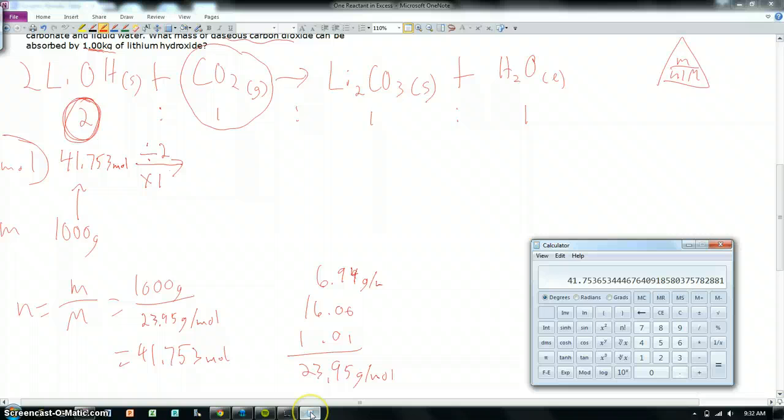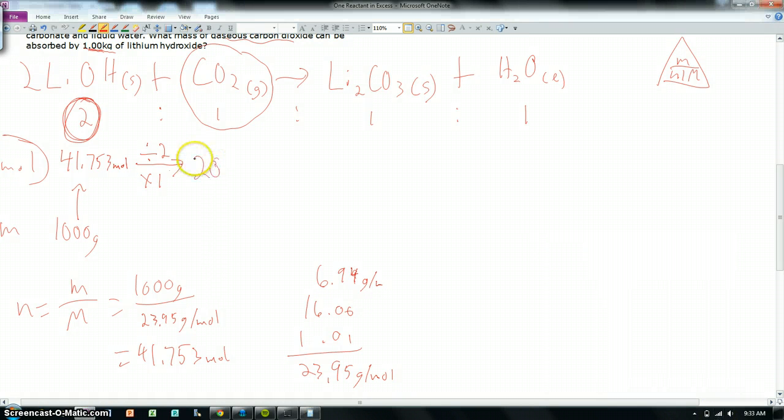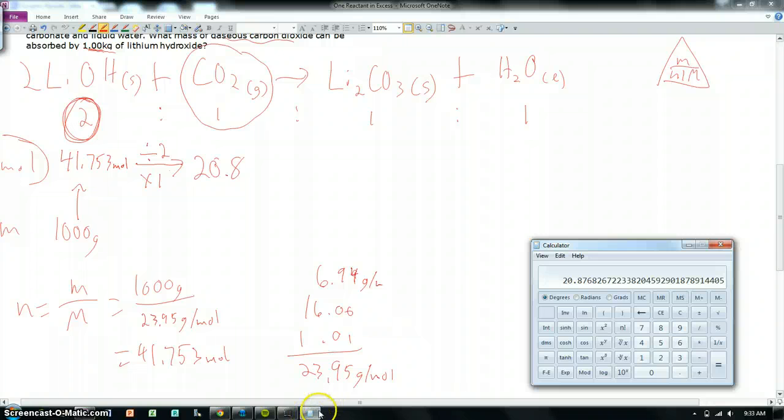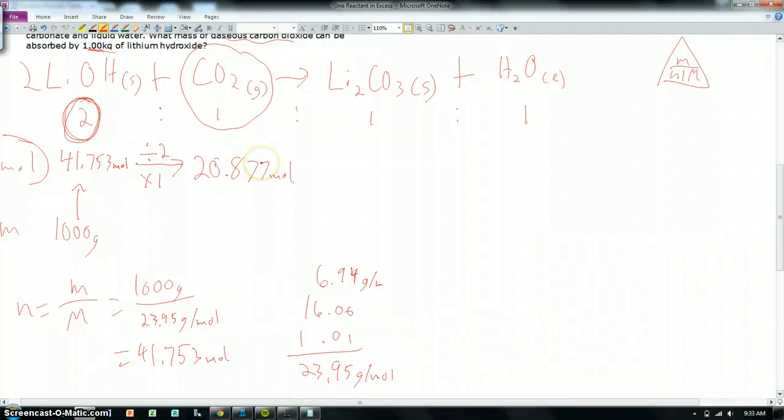Okay. So I'm just going to take my 41.537 and divide by 2. And I get 20.877 moles. So this is my number of moles of carbon dioxide, and now I just need to figure out my mass. So here I divided by the molar mass. Now I need to determine my mass of carbon dioxide. So I'm going to use my M&M formula again, and now I'm calculating the mass. So I just need N times big M. I'm just going to multiply by big M this time.